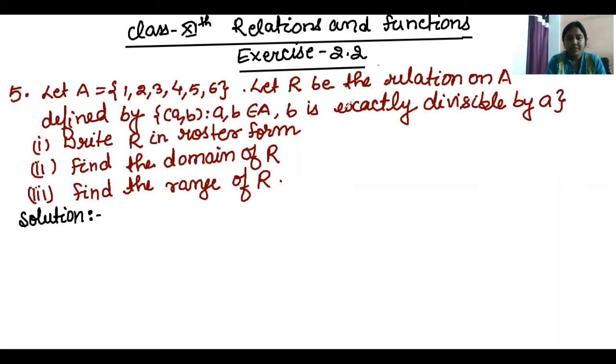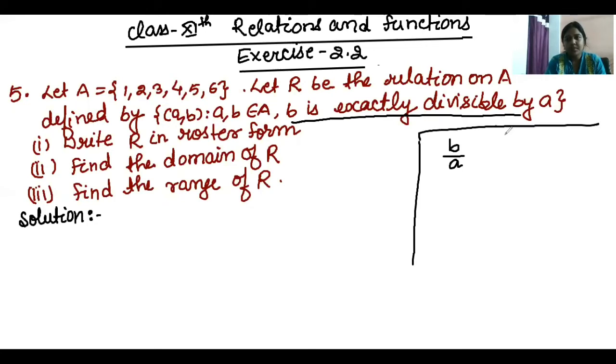So here we have to write elements according to this condition: b is exactly divisible by a. One by one we can find out values. This is the rough part. If we are taking the first element, that is 1, 1 is divisible by 1 itself. Similarly, 2 is divisible by 2 itself, 3 is divisible by 3 itself, 4 by 4, 5 by 5 and 6 by 6. So these are the elements we can get directly.